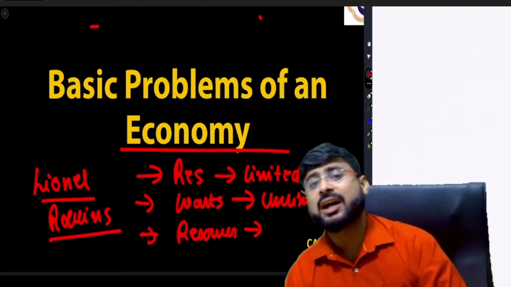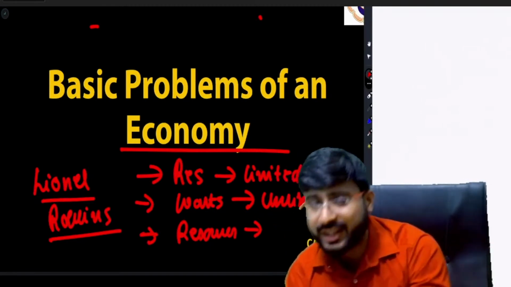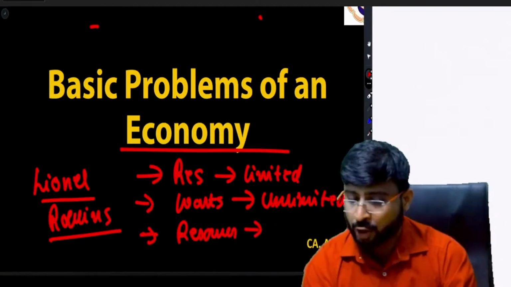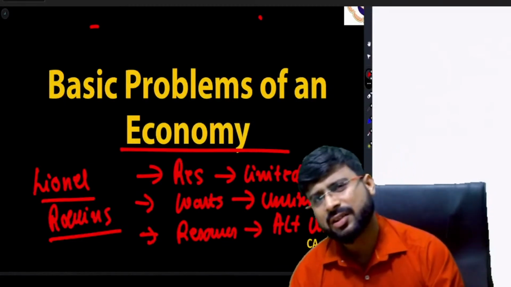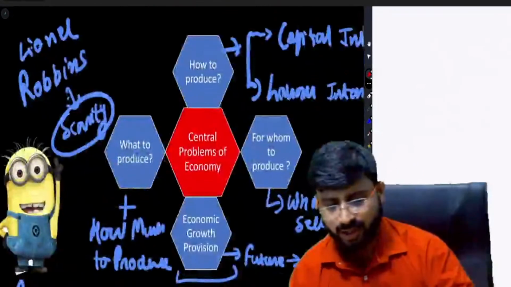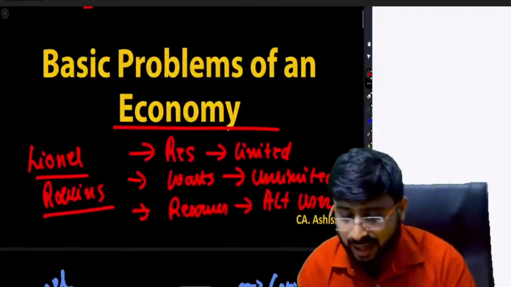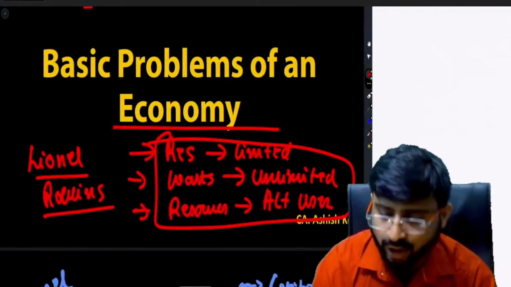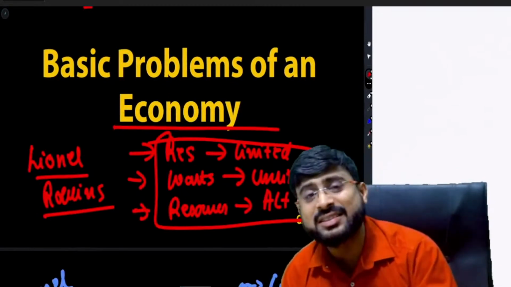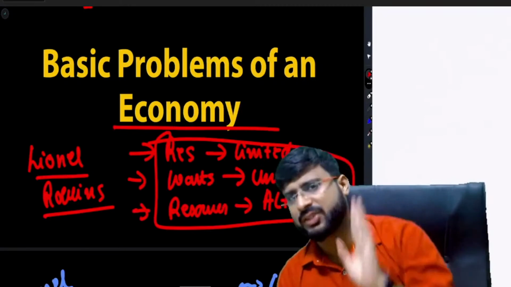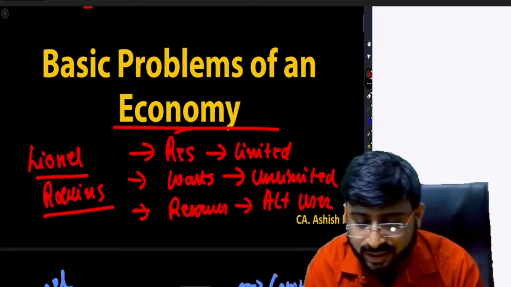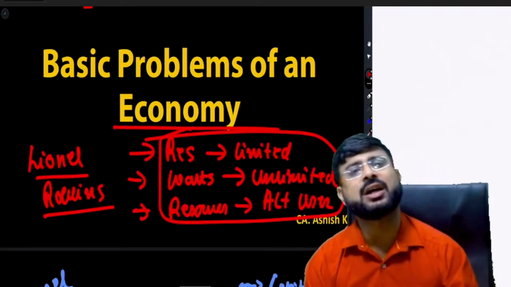I gave you that example: the same 1,000 rupees on your birthday, you can use it in multiple ways. So the limited resources have alternative uses. You all remember this, guys? Yes, sir, we did remember. And yes, my dear friends, these are the major causes of economic problems. These are the reasons behind why economic problems arise. What are the problems? We will discuss.